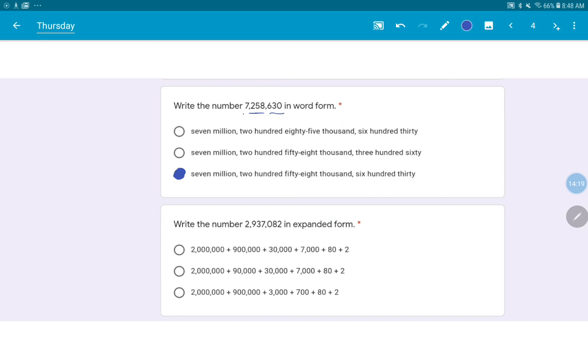All right, now we're going to put the next number in expanded form. We're going to write out the value of each digit. So I have 2,900,000, 3 10,000s, 7,000s, no hundreds, 8 10s, and 2 1s. So the first option is the correct answer.